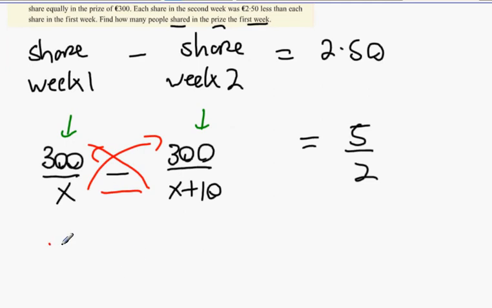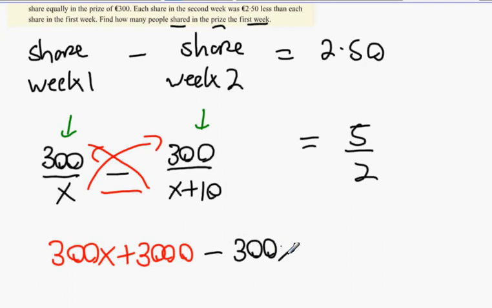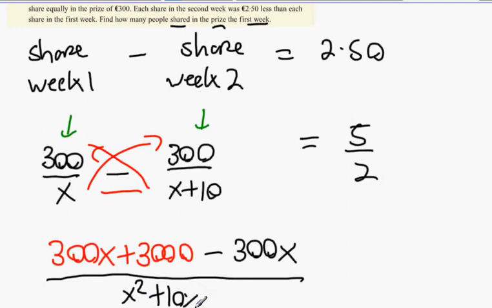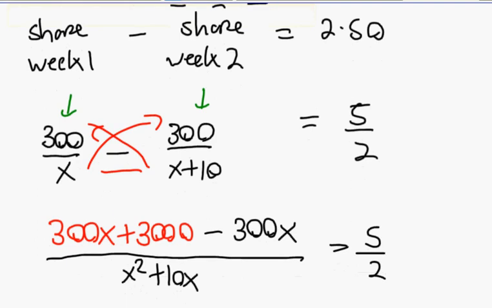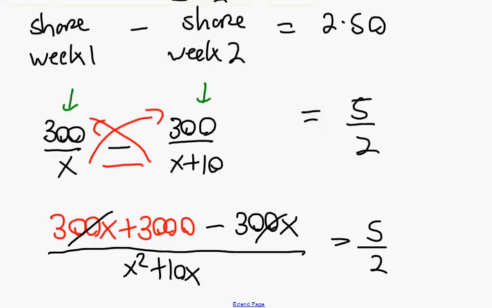So we're going to get 300x plus 3000 minus 300x, all over x squared plus 10x. All of this equals 5/2. The 300x's cancel each other, and then what we're going to be left with is 5.